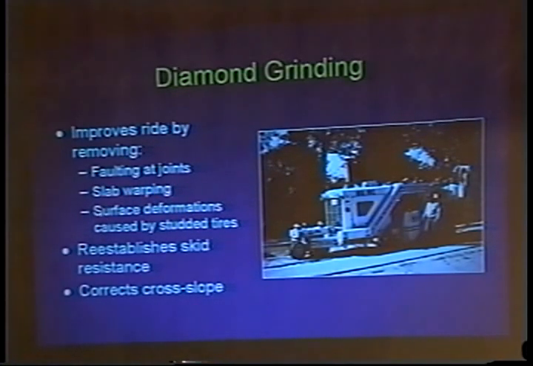Other surface deformations, like from the old studded tires we used to have in Ohio but don't have anymore, where it caused problems, you can eliminate deformations like that. It gives you a good smooth surface, but it also gives you a grooved surface, which cuts down on your hydroplaning. They can reestablish and raise those skid numbers up to good levels. It can also be used to correct cross slope problems that you might have.